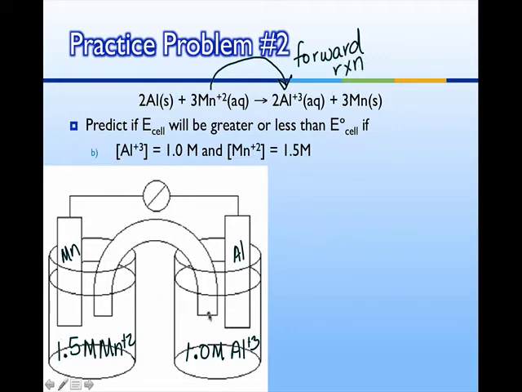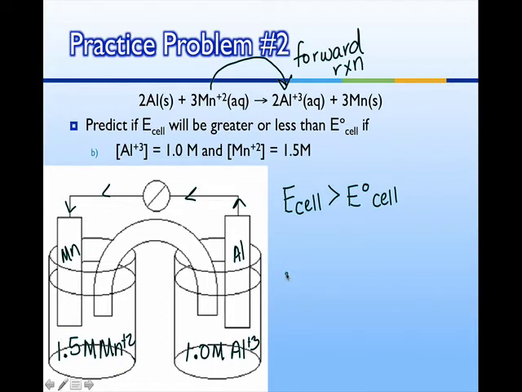And if it's going to run this way, forward, manganese to aluminum, which means the electrons are going to go this way like they should in order to equalize the concentrations, because we're getting more of a forward reaction than normal, we would expect to see the cell potential of this concentration cell to be greater than what we would predict using the table of standard reduction potentials. So in this case, it's going to be higher because the forward reaction is favored.